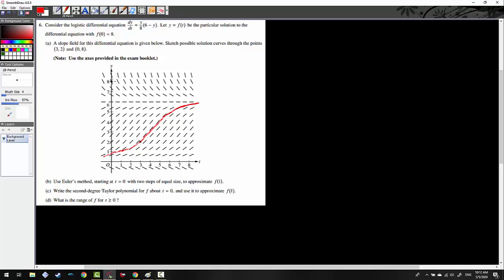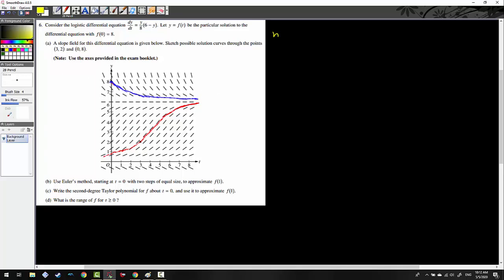The one that goes through (0, 8) is above carrying capacity. So actually, I'm going to switch colors for that one. Since it's above carrying capacity, we will start from above here, and it will arc down and head towards the carrying capacity. So pretty straightforward. Part A right there.